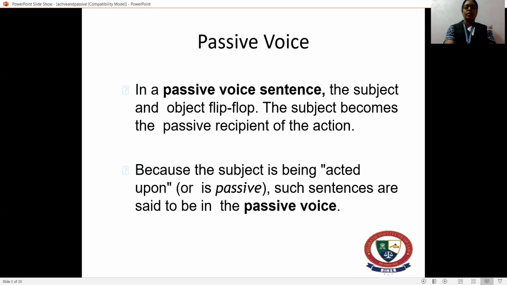So the subject will not do the action. It becomes the recipient of the action. That is a basic difference between an active voice sentence and a passive voice sentence. To be more clear, because the subject is being acted upon or is in the passive, such sentences are said to be in the passive voice form. So this is very, very important. The subject is being acted upon. Whenever this happens in a sentence, we call those sentences to be in the passive voice form.